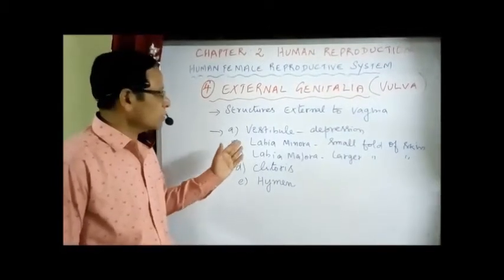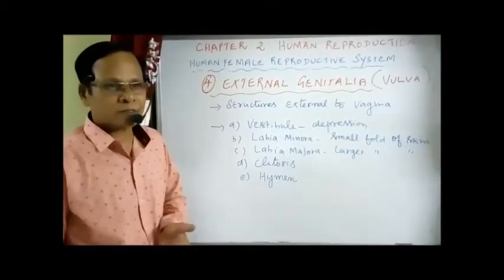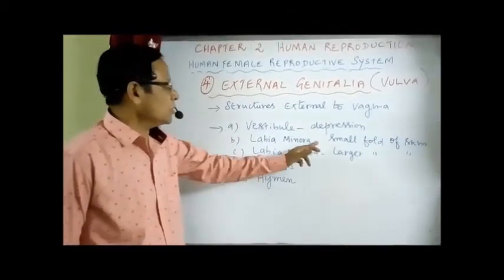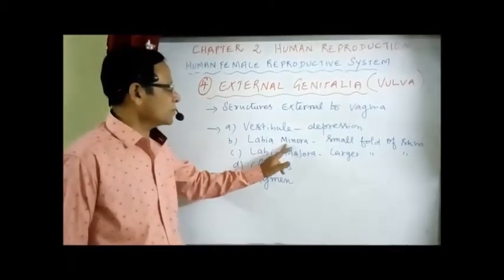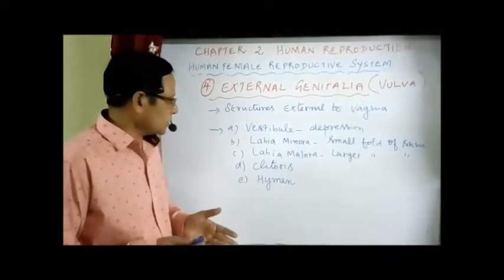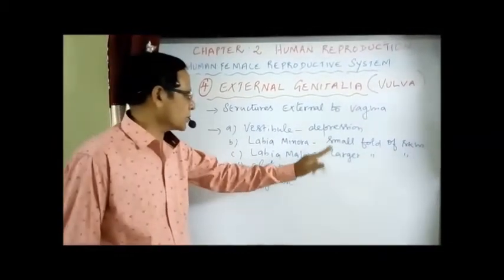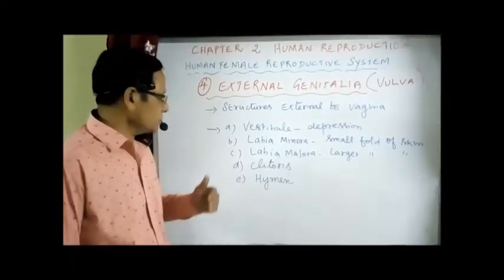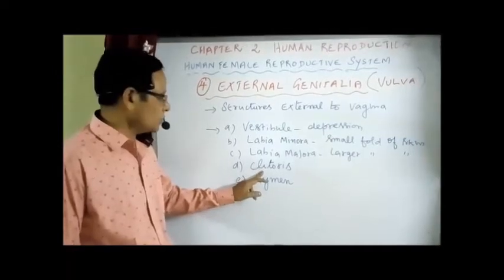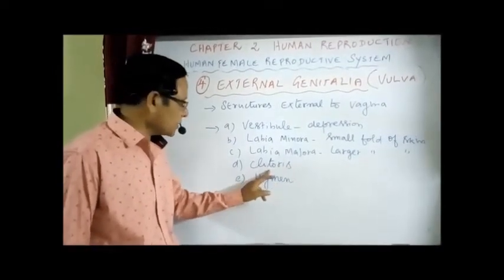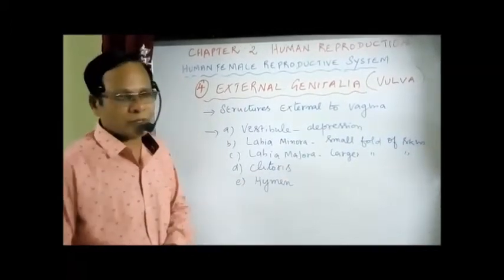Now the 2 openings are guarded by 2 pairs of moist skin folds. The small folds of skin just present inside together form the labia minora. The outer ones covering the whole vestibule are the labia majora. They are larger folds of skin. Just superior to the urethral orifice, there is an organ called the clitoris. It is homologous to the penis of the male.